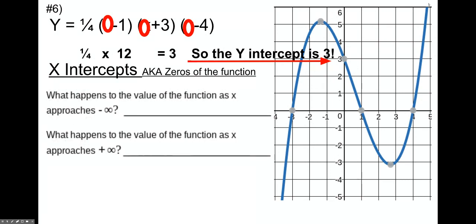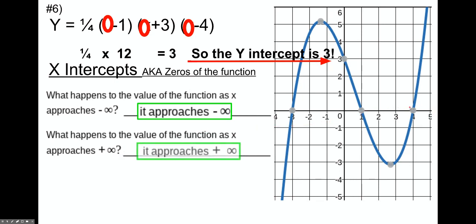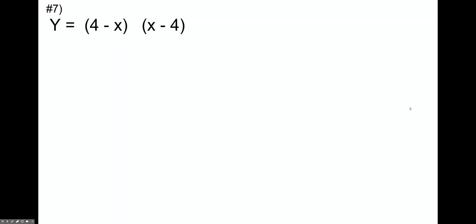All right. Let's talk about end behavior. What happens to the value of the function as x approaches negative infinity? So as you look to the left, what's happening to the graph? It's going down. So that's called, it's approaching negative infinity. All right, what happens to the graph as you look to the right? Positive infinity is to the right. What's happening? It's going up. It approaches positive infinity. Okay, these are the answers for number 6.